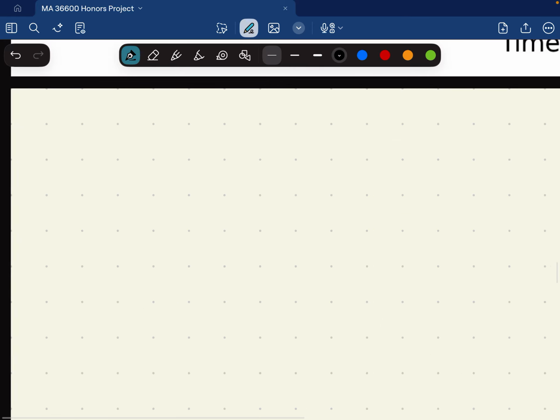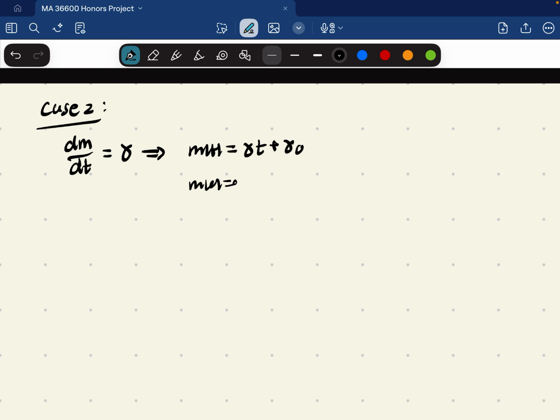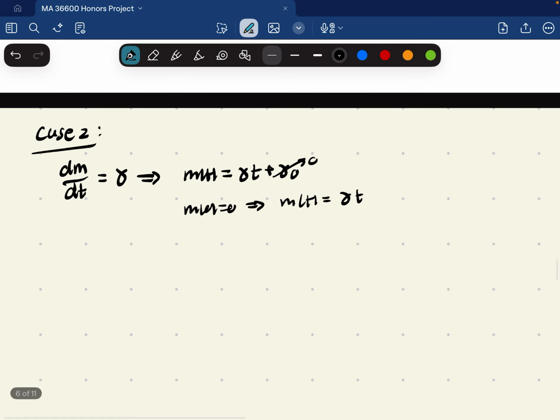But now let's look at case 2. Case 2 is a little bit more complicated, but it's more interesting. So for case 2, I'm going to say I have a defined mass function. What that means is that I just know what m of t is. I'm going to say that dm dt, the rate of mass flow out of the hole, is going to be gamma, so it's going to be constant. This of course means that my m of t is going to be gamma times t plus some initial m naught. But once again, m of 0 is 0, so that just means that m of t is going to be gamma times t.